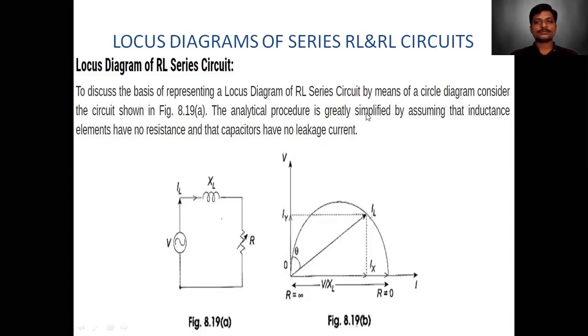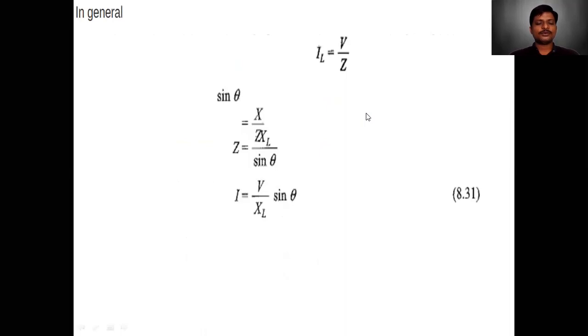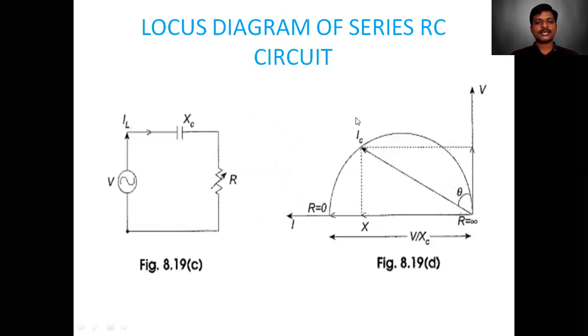So now, in general, current I is equal to V by Z. Also, as you can see here, current I is equal to V by Z, and sine theta is equal to X by Z, so that Z is equal to XL by sine theta. Therefore, I is equal to V by XL sine theta. If you write it like that, let us take this as a separate equation.